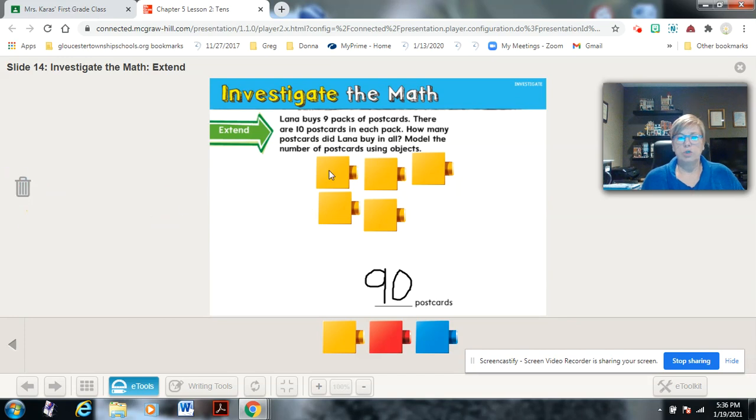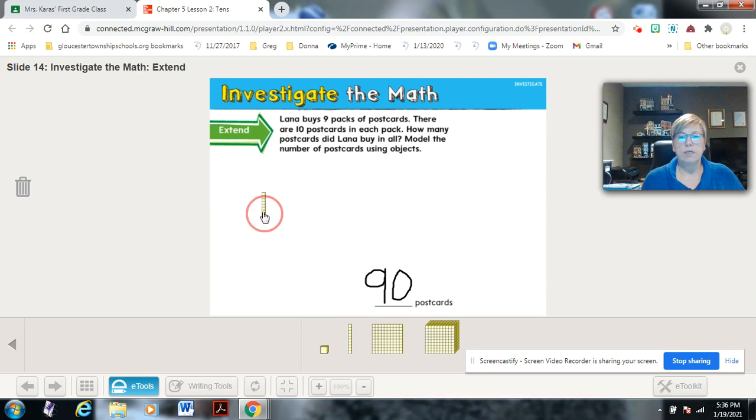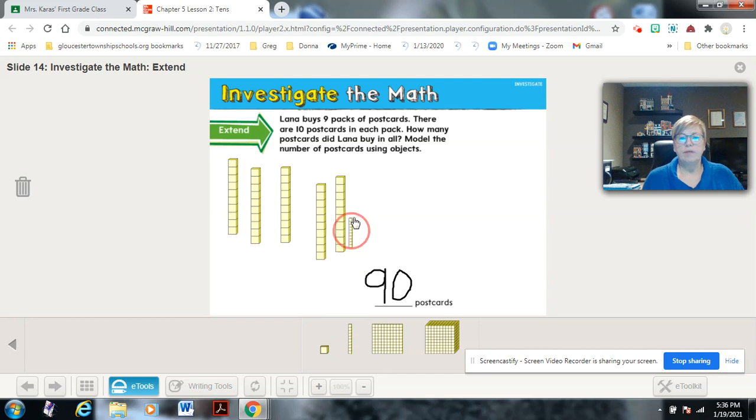I'm going to switch out these and see if by using one rod that shows 10 on each one, it will still come out to 90. So here's one pack of 10. 1, 2, 3, 4. Well, they grow when you bring them up. 5, 6, 7, 8, 9. Okay, so there's 9.